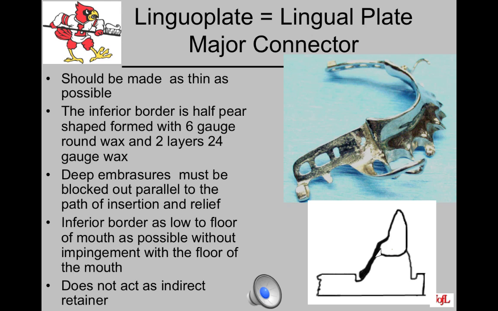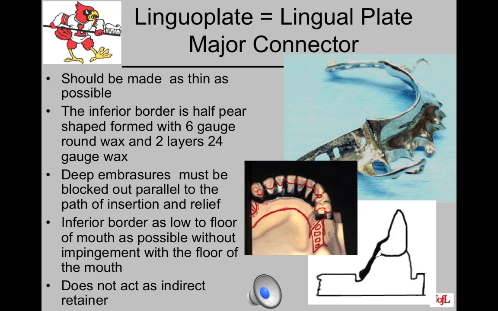The lingual plate should be made as thin as possible. The inferior border is half pear-shaped and is formed with 6-gauge wound wax, and 2 layers of 24-gauge wax are used to complete the pattern incisally. Deep embrasures between the teeth must be blocked out parallel to the path of insertion, and relief is placed to create a slight space between the major connector from the marginal gingiva to the apical portion of the framework.